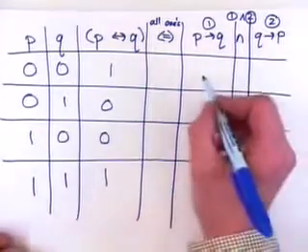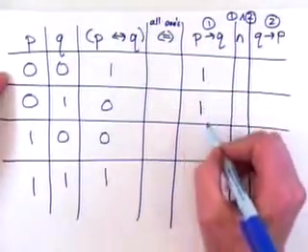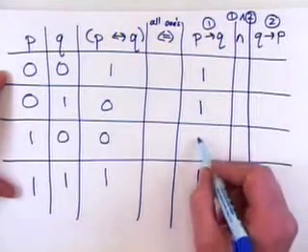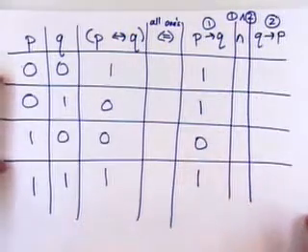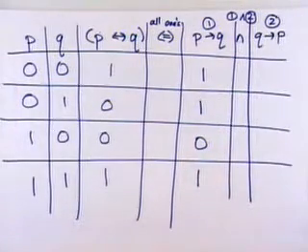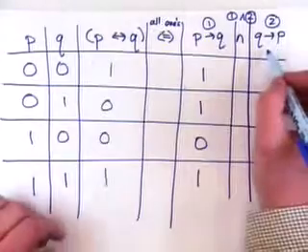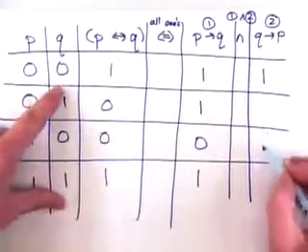Because the first row here is P is false and Q is false, and the last row is P is true and Q is true. They have the same value. Okay, so P implies Q was 1, 1, 0, 1, right? It was true whenever P was false and whenever Q was true.